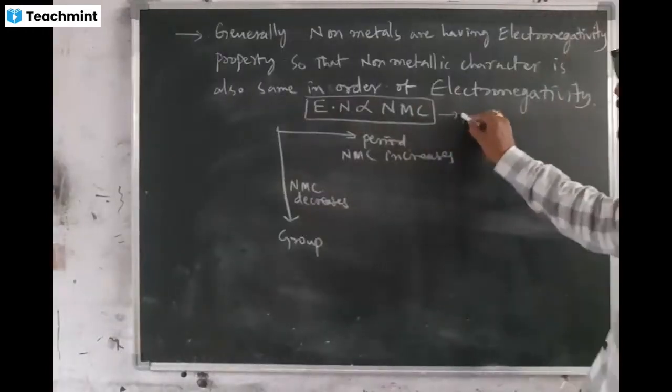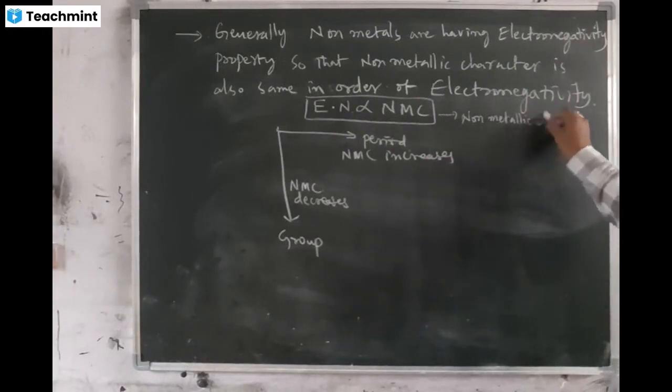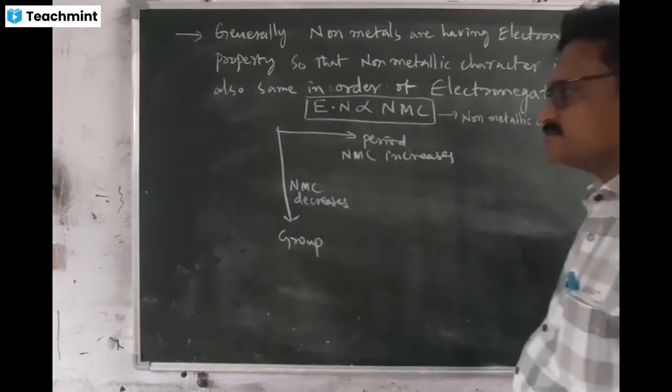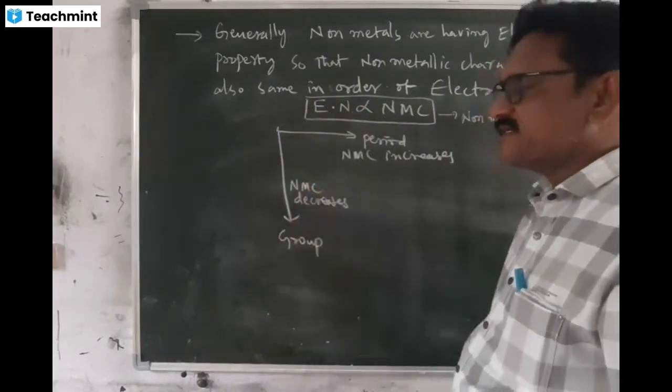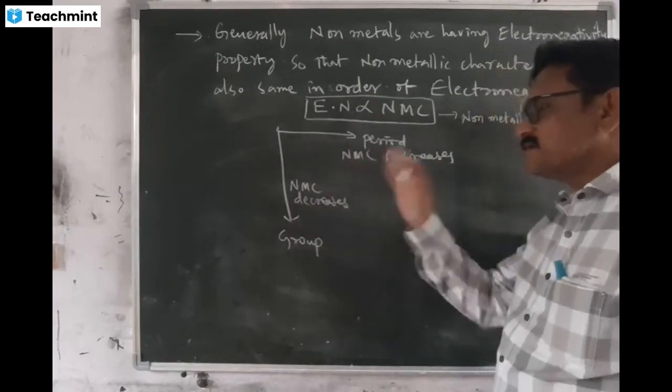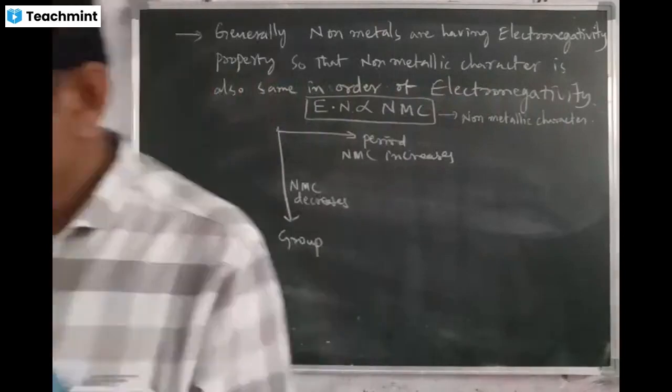NMC means non-metallic character. So non-metallic character and electronegativity are in the same line. Down the group, electronegativity decreases, NMC also decreases. In a period, electronegativity increases, that's why NMC increases. Clear?